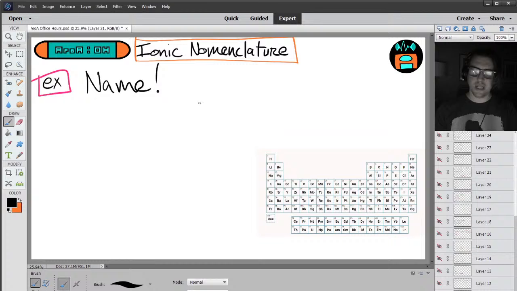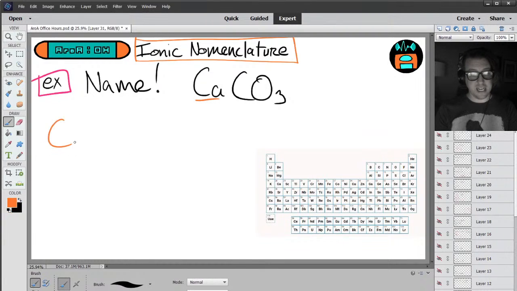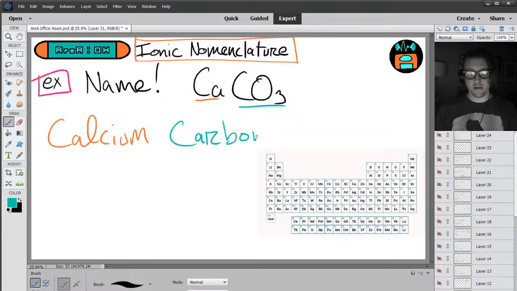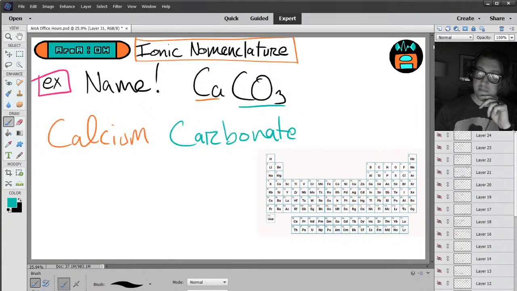Let's do another example. Let's do CaCO3. Our cation's name is calcium. Our anion's name, CO3, is a polyatomic ion. This is carbonate. And that's the name.